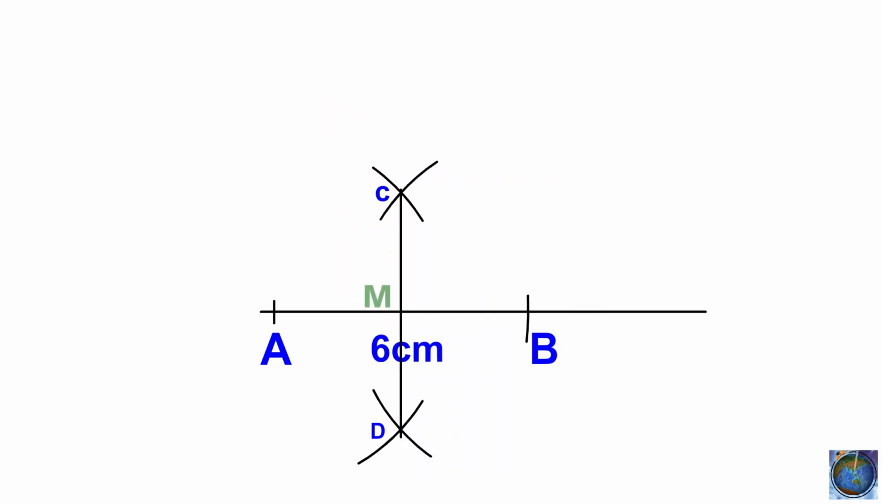Point M is the midpoint of line segment AB. This means that AM is equal to MB. Therefore, the given line segment AB has been bisected. Watch out for the next video on how to construct a perpendicular line from a point outside a line to the line.